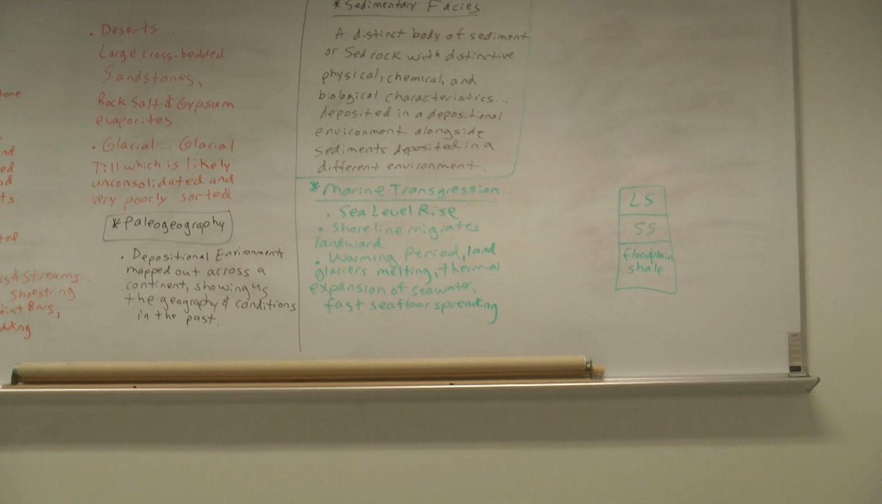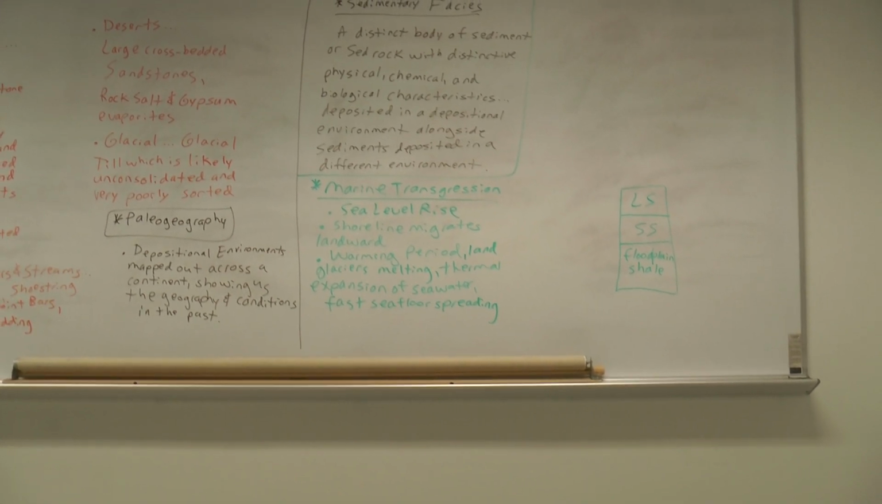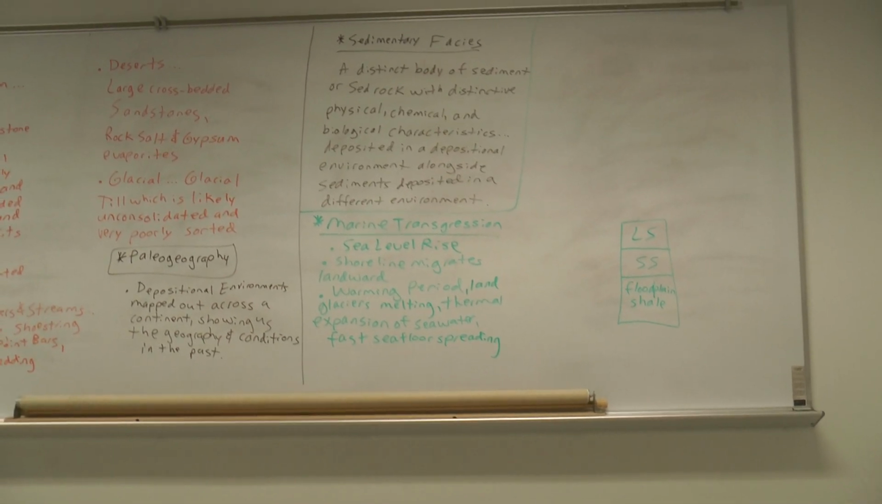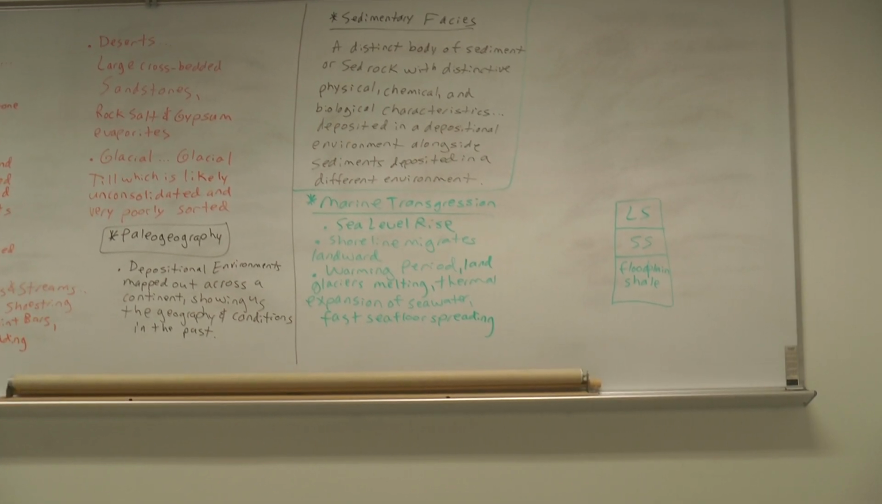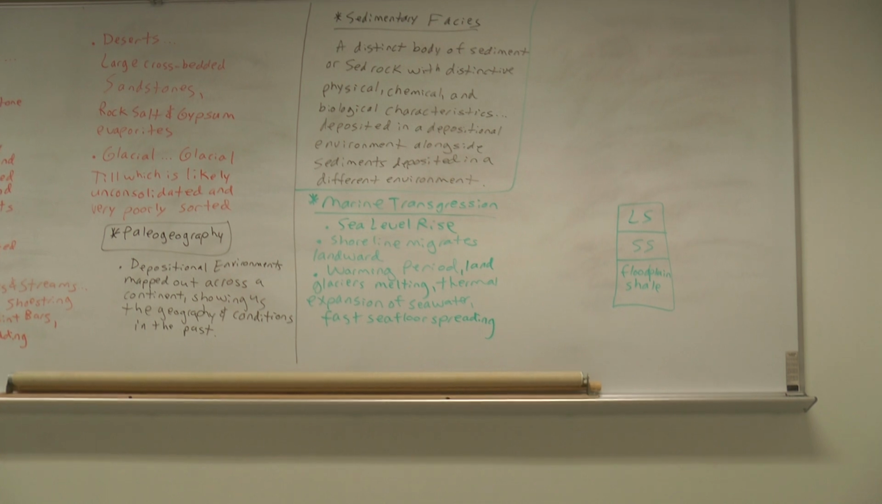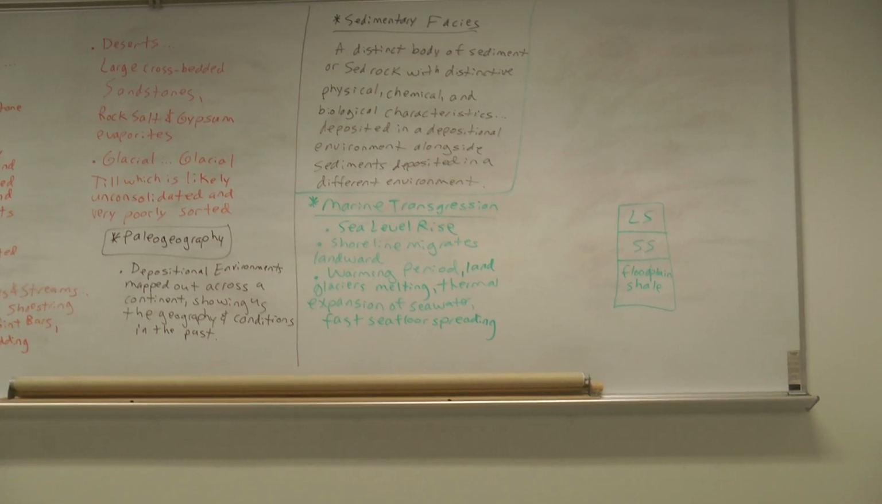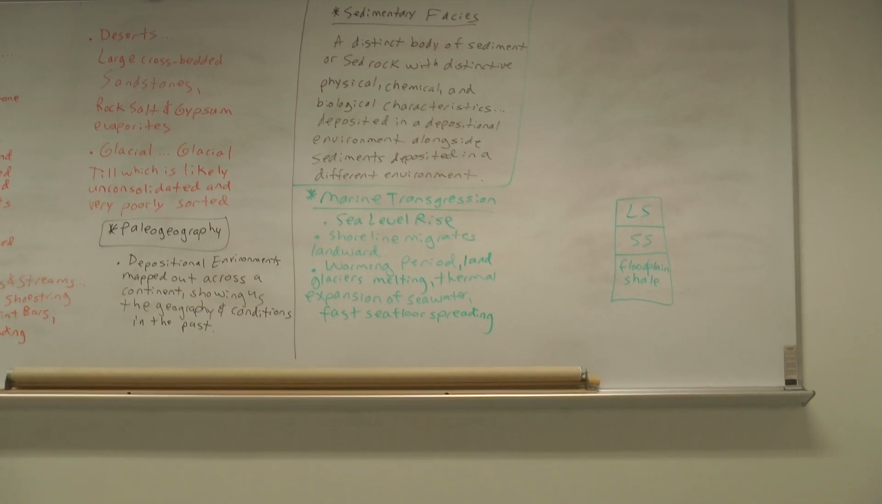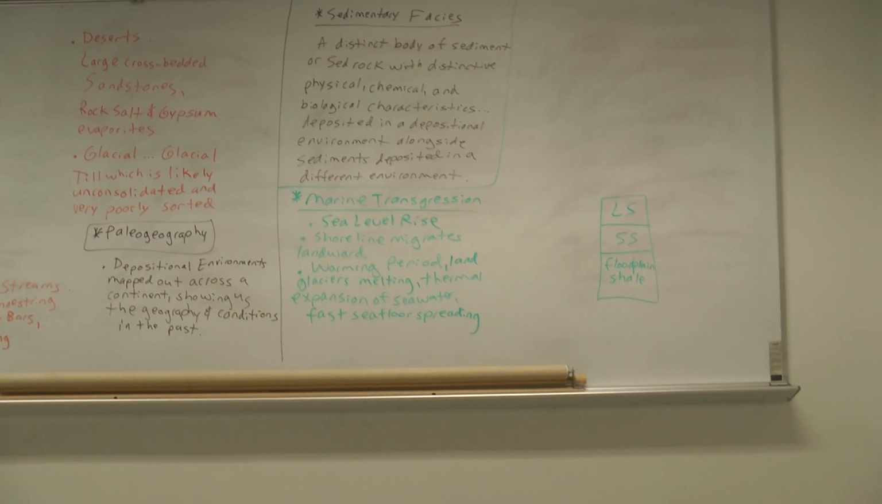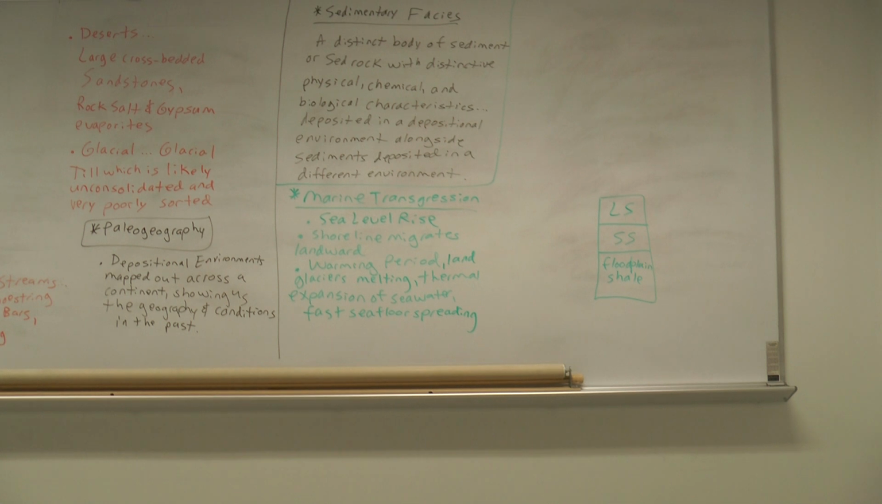Marine transgression. This is a sea level rise. Oceans rising like they're doing today. This is going to mean that the shoreline is going to migrate landward. Why does this happen? Well, it happens during a warming period, coming out of an ice age, or humans adding to that and warming the environment.